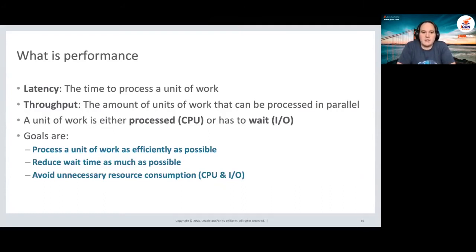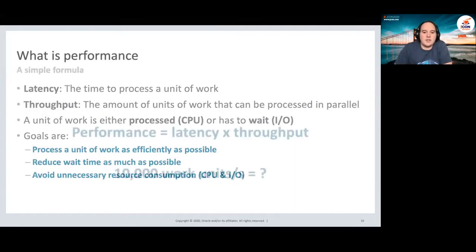The goals really are to process the unit of work as efficiently as possible, so get the latency down as low as possible. For that, you may want to reduce wait times as much as possible, and also avoid unnecessary resource consumption so that you can process more units of work in parallel on the system, something that is very often overlooked. If we don't eat up all the CPU but only 50%, there's another 50% available for something else to run. Same if we don't eat up the connection, somebody else can use the connection.